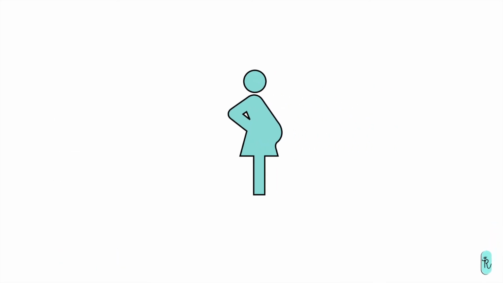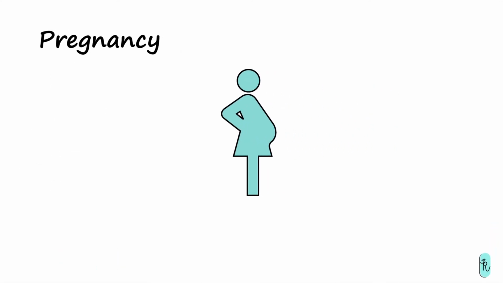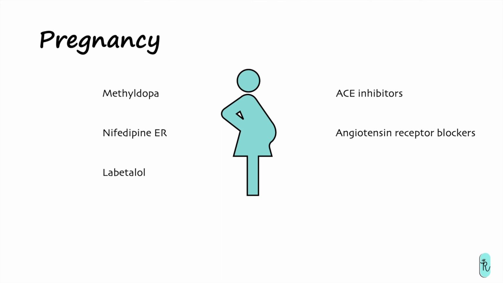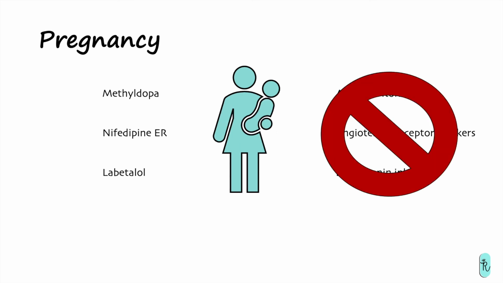In pregnant patients with hypertension, we have to avoid some of our commonly prescribed antihypertensives. For these patients, we can initiate methyldopa, nifedipine extended release, or labetalol. But we must be sure to avoid ACE inhibitors, ARBs, and direct renin inhibitors like aliskiren, so that mom can have a nice, healthy baby.